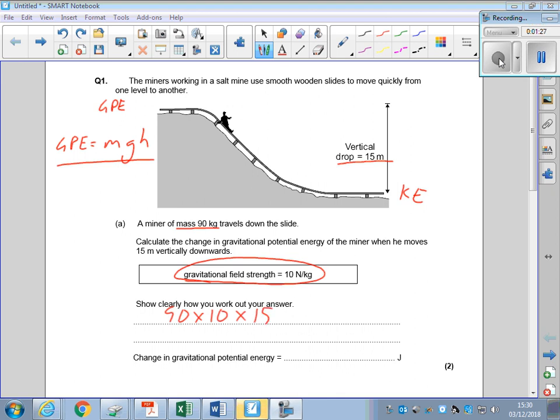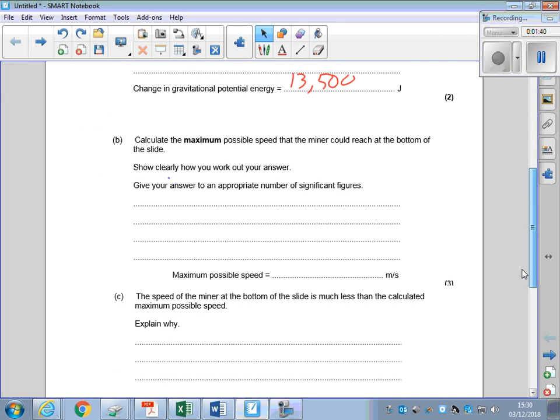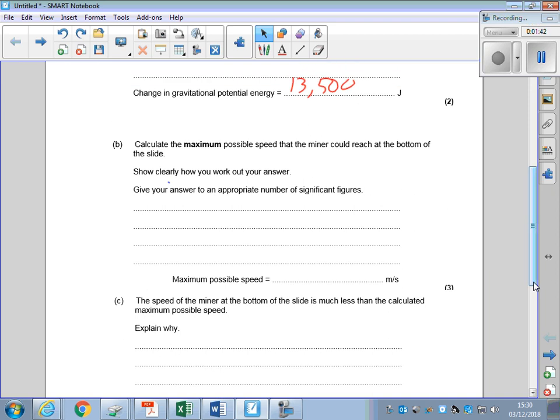And you pop that into your calculator and you find that the person has gone down 13,500 joules worth of gravitational energy. Okay, so that's the first part of the question, relatively easy. The second part gets a little bit trickier.